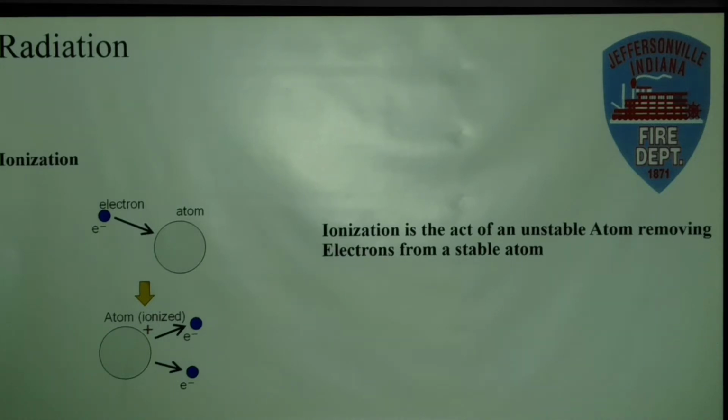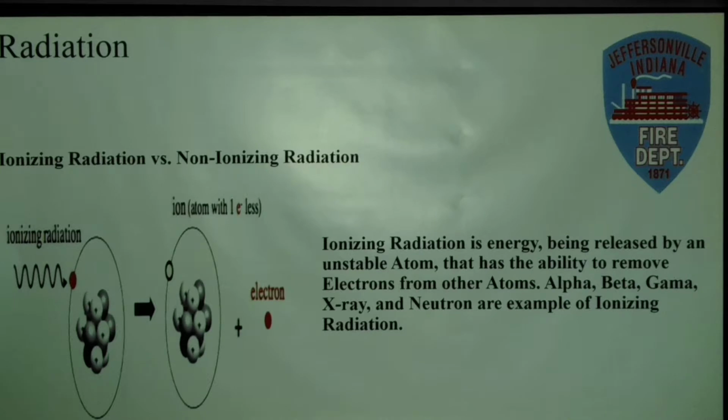Ionization is the act of unstable atoms removing electrons from a stable atom. Ionizing radiation is energy being released by an unstable atom that has the ability to remove electrons from other atoms. Examples of ionizing radiation are alpha, beta, gamma, X-ray, and neutron.